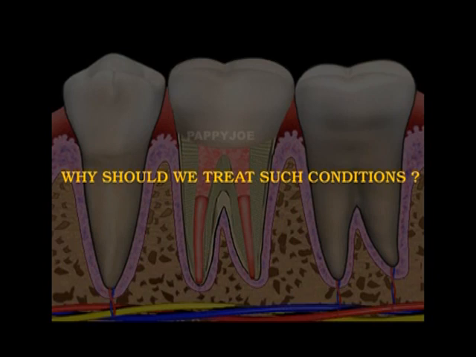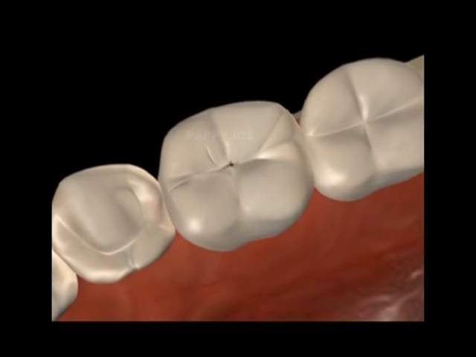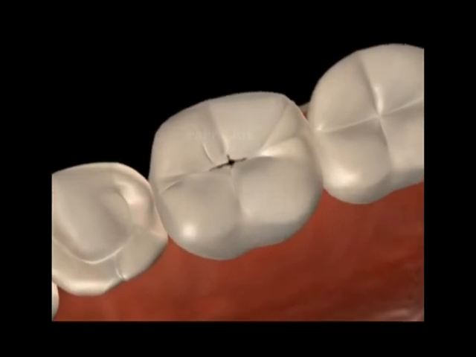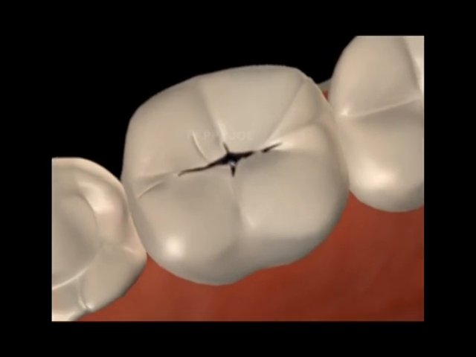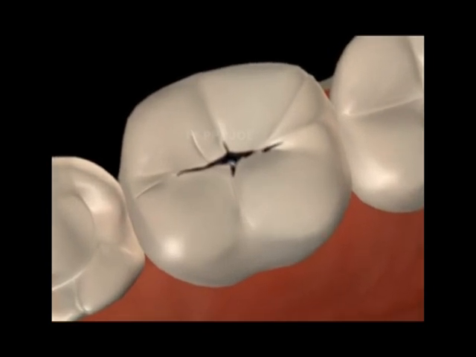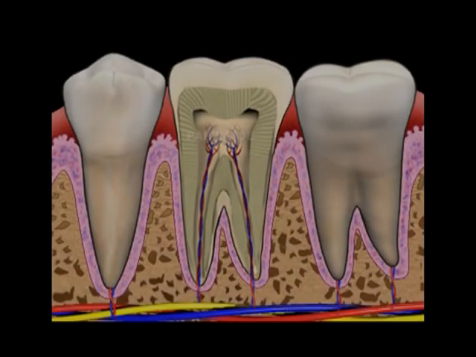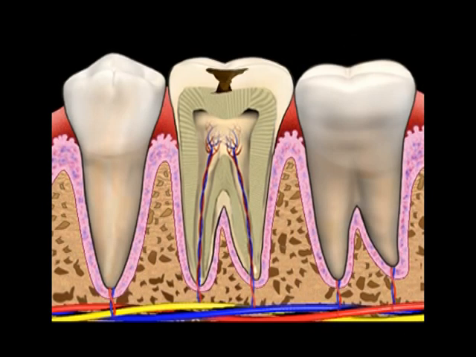Why should we treat such conditions? Once the tooth gets infected, there is severe microbial attack on the pulp by bacteria. Since the pulp is enclosed in a chamber, the inflammatory exudate produced will not be able to escape, and they produce severe pressure on pulp tissues and hence severe pain.